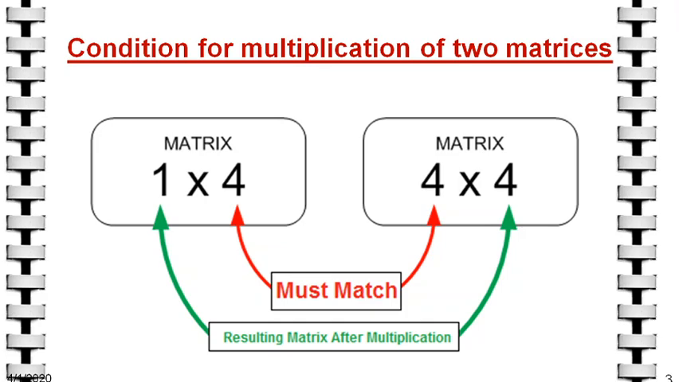So the basic condition for multiplication of two matrices, as we discussed in the last video as well, is that the number of columns of the first matrix should match the number of rows of the second matrix. So whenever we want to multiply two matrices, we have to check that this number, the column, matches this number, the row. If they match, then only multiplication is possible and we can proceed further. The order or the dimension of the resultant matrix will be 1 by 4 as per this example.